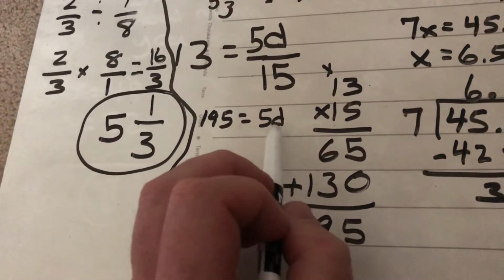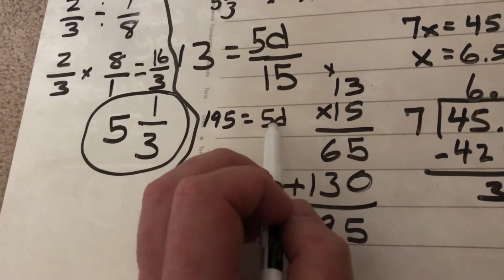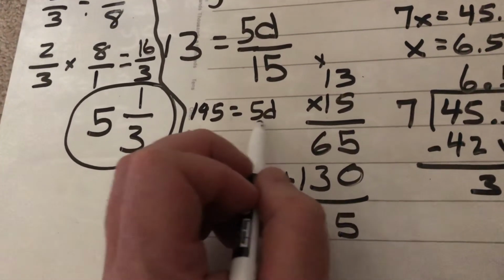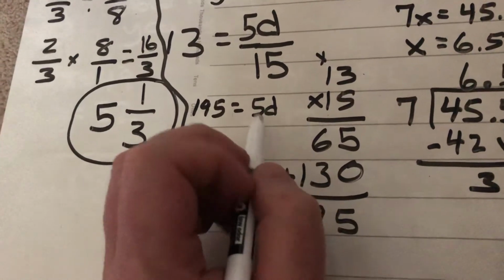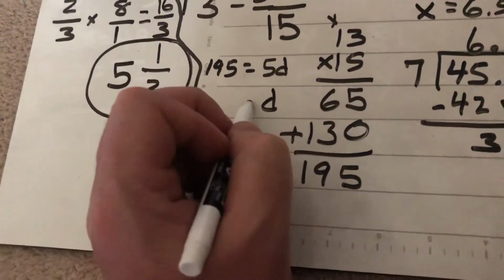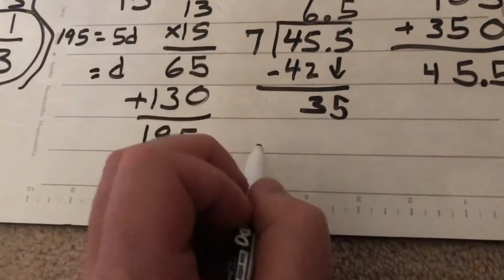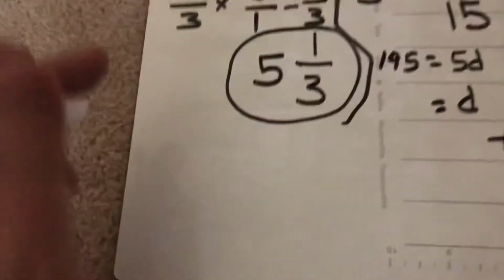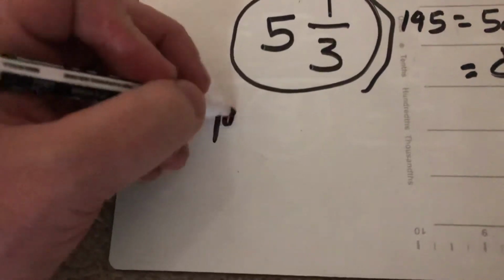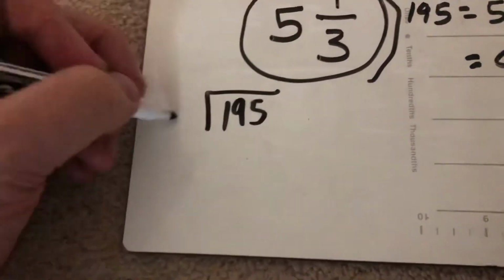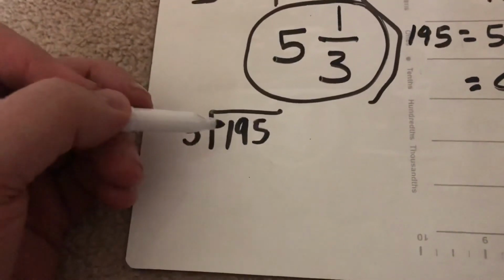Well, to isolate d, or to get d by itself, I would have to divide everything by 5, because this is now a multiplication problem. So it leaves me with d, and I would actually have to come over here and do 195. Let me get a little more space over here. 195 divided by 5.